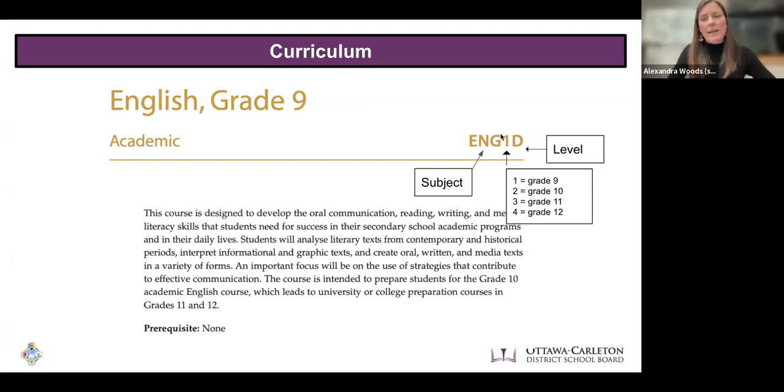The letters at the beginning of the code indicate the subject. So anytime you're looking at your child's timetable and you're not sure what the courses are, you can Google it, or you can look at the first three letters, and ENG indicates English. The number afterwards indicates the year. So 1 indicates grade 9; a 2 indicates the second year of high school, grade 10; 3, grade 11, etc. And the letter on the end indicates the level of the course.